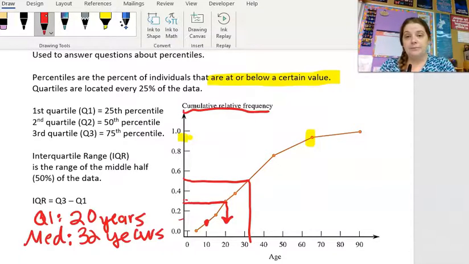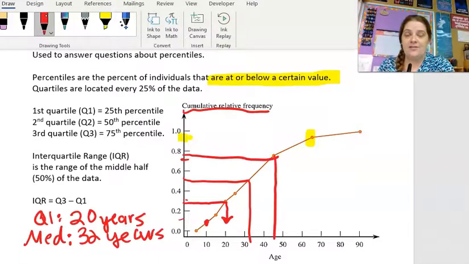Okay. When I look for the 75th, here's 70, so 75 is up here. That looks a lot like that dot. That looks like about 45. My quartile 3 looks like it's about 45 years old.